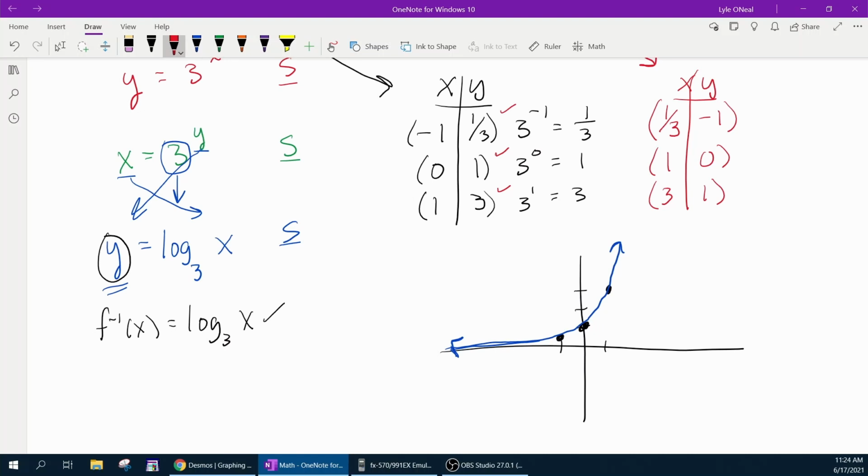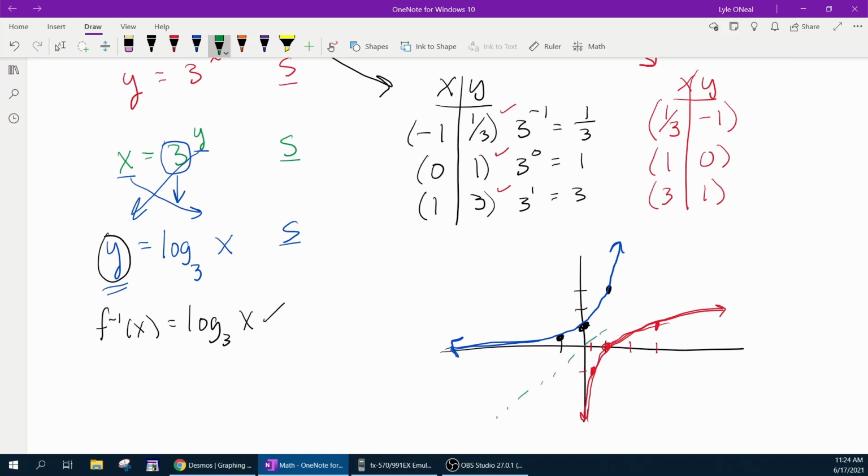And then in red, we're going to graph the inverse function. So if I go to a third on the x-axis, I'm going to be down at -1. I'm going to be at (1, 0). And if I go over to 3, I'm going to be up at 1. And again, I can see that this graph is going to curve like so, where the y-axis is the vertical asymptote. And so there is the graph of each function in the same coordinate system.